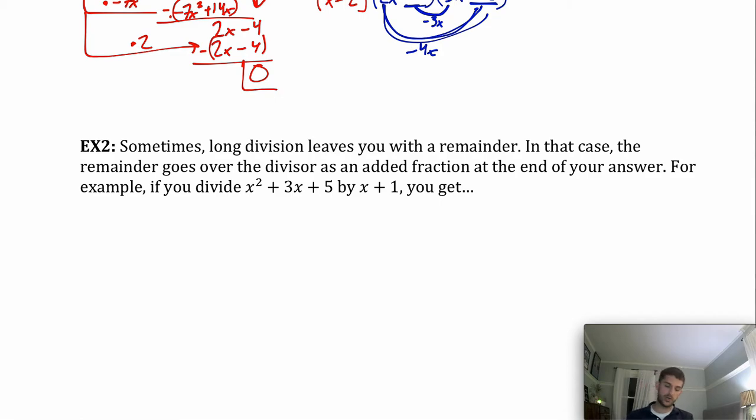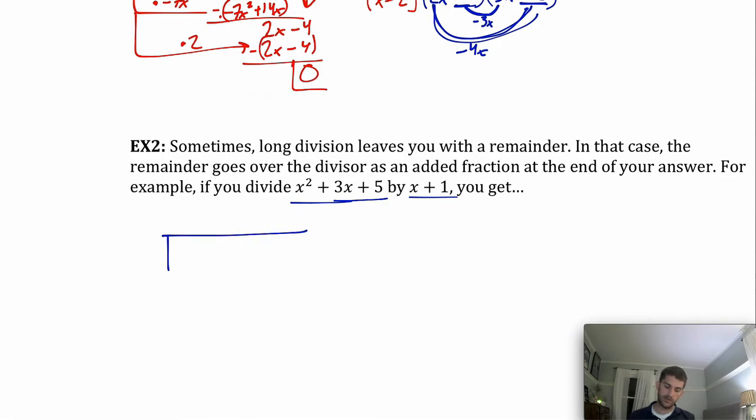So for example, let's try out this one, x squared plus 3x plus 5. We're dividing it by x plus 1, setting it up the same way we did the last one. So we have x squared plus 3x plus 5 divided by x plus 1. So again, focusing on that x there, x times what's going to give us that first x squared? That's x. So let's multiply this whole thing times x.